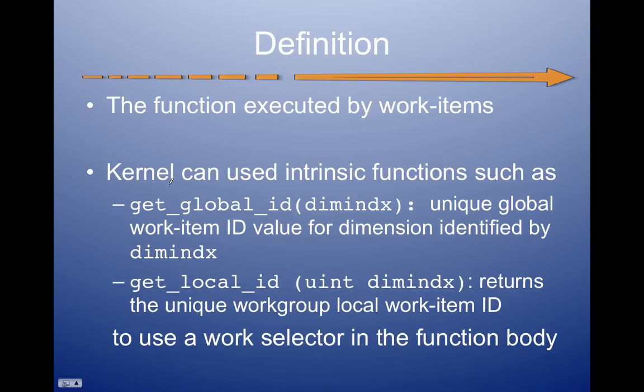OpenCL kernels. The kernel is a function. It's a function executed by the work items. And this function, the kernel, can use two interesting variables that give it its ID. It can be a global ID with that function, or it's a local ID inside the work group. Let's look at an example.